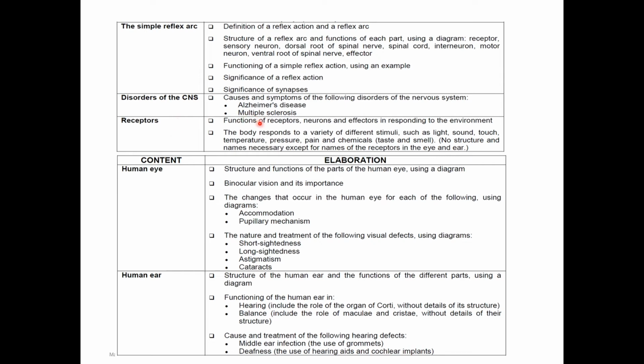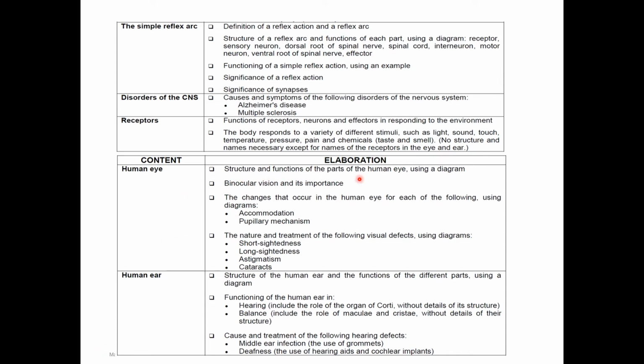Receptors. You must know the functions of receptors, neurons, and effectors in responding to the environment. You must know how the body responds to various stimuli such as light, sound, touch, temperature, pain, pressure, and chemicals, and you don't need to know the structure and names of these receptors, except for the ones in the eye and the ear. Right, the eye and the ear.